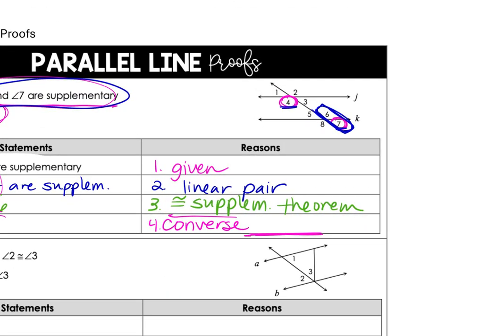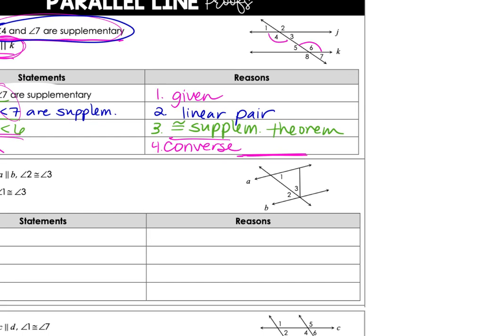Now look at your picture. We just said that 4 is congruent to 6. AIA. This is the converse of alternate interior angles. You prove lines parallel with the converse. Isn't that so beautiful? I love proving things.